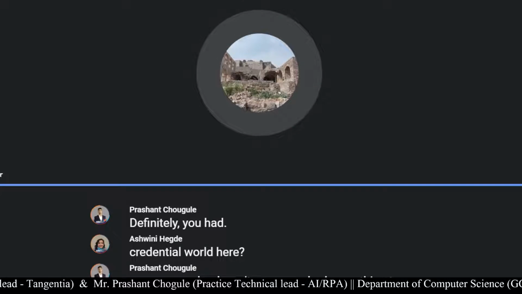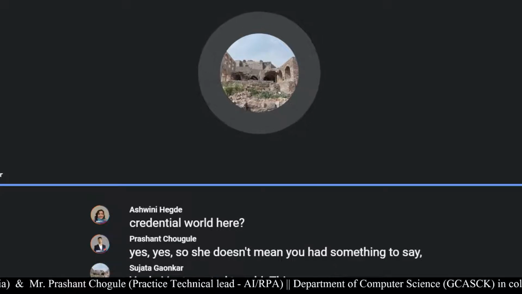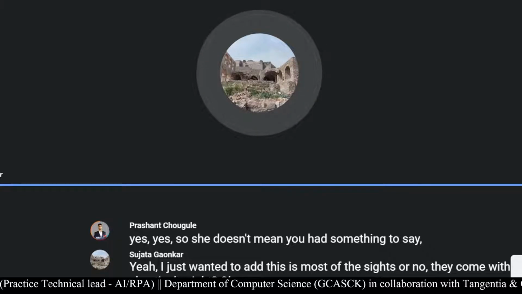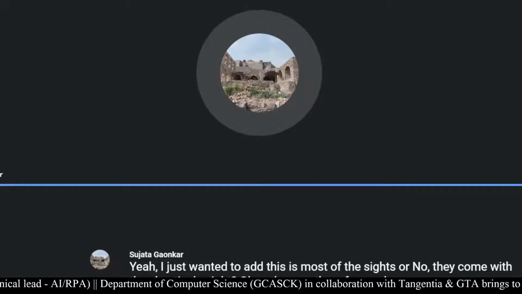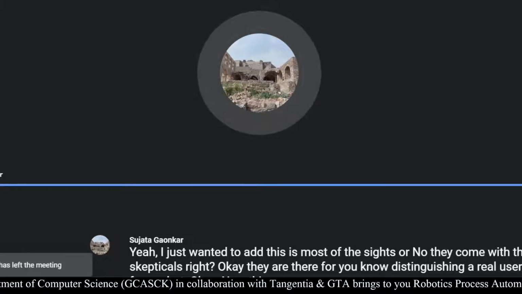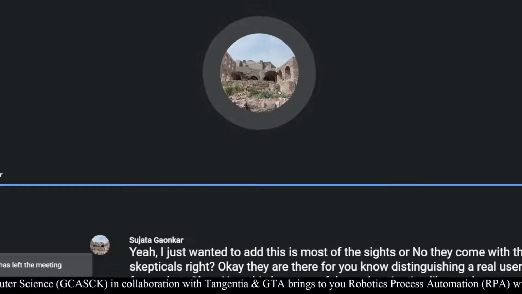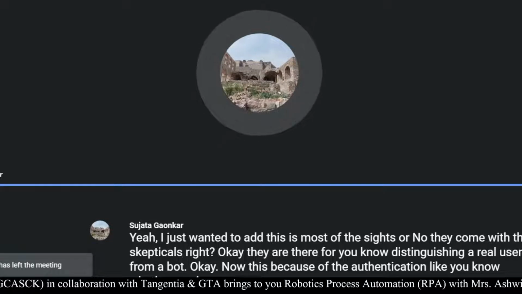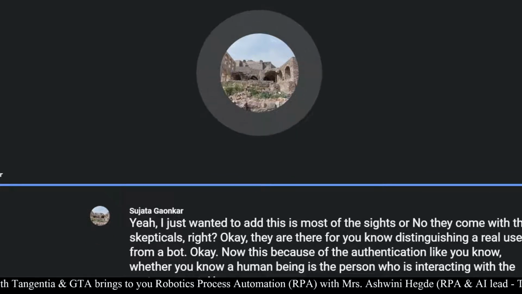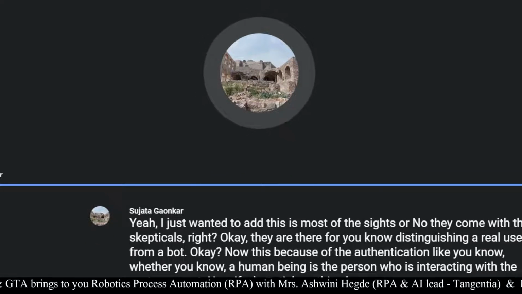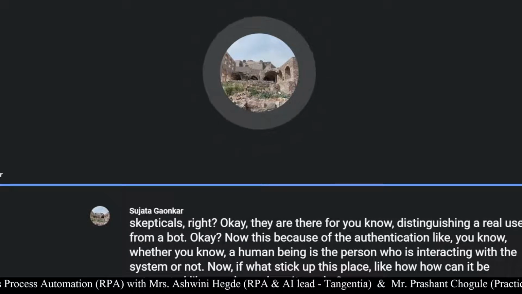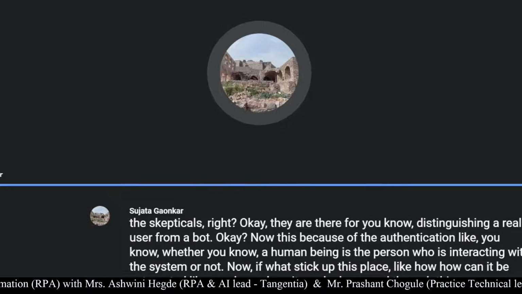I just wanted to add that most of the sites come with captcha codes, right? They are there for distinguishing a real user from a bot. This is because of the authentication, whether a human being is the person interacting with the system or not. Now, if bots take up this place, how can it be automated? How can it be bypassed through these captchas?